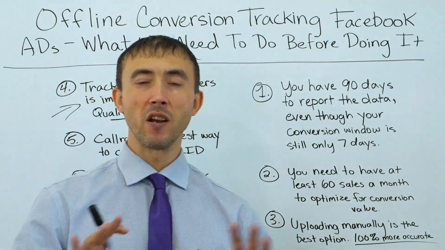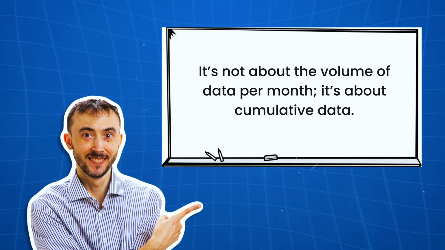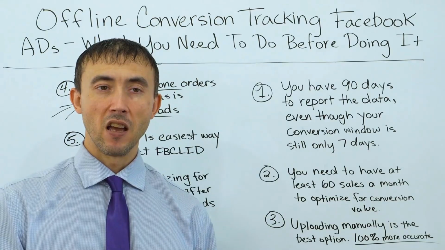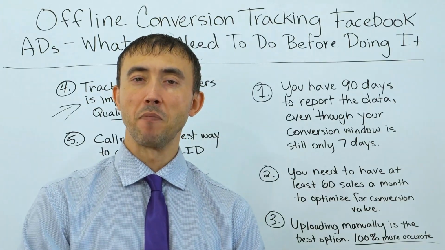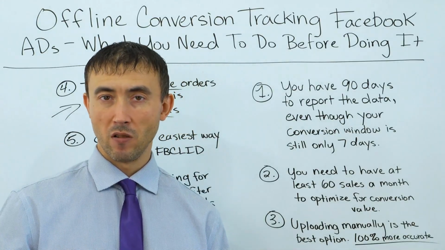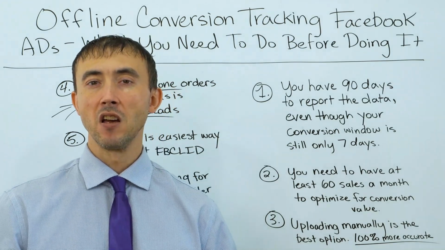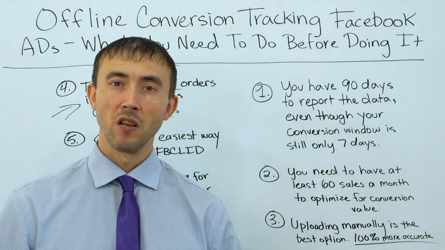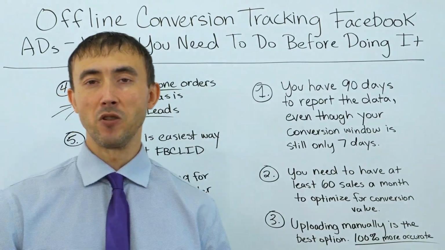But I do want to say it's not about the volume of data per month like some people think it is. Facebook will say that, but Facebook's system has gotten better over the years. It's about cumulative data. As long as you've had over 100 events, you can use that data to optimize a campaign and get better results than you had before. So you may only have 15 sales a month, but after a year of building up 15 sales a month, you now have enough data to optimize for sales. You don't need 100 sales a month by any means to optimize for the offline sales that you're uploading, versus leads itself, which you may start out optimizing for.